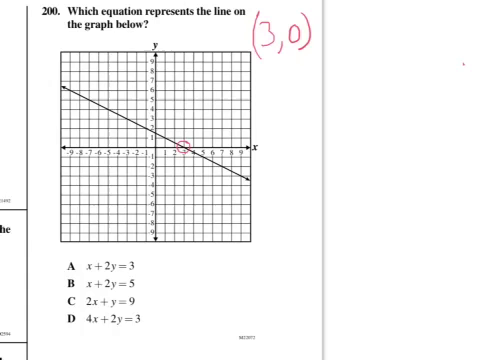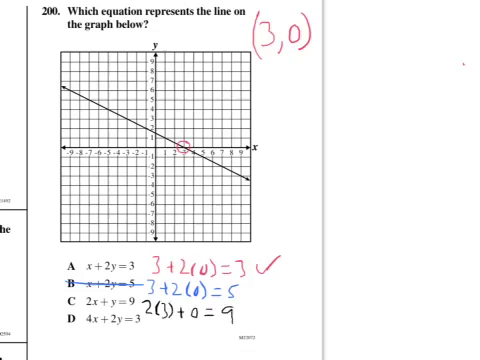Could I put 3 plus 2 times 0, does that equal 3? Yeah, it does. So could it possibly be A? Next, go to the other one. 3 plus 2 times 0, does that equal 5? What's 2 times 0? 0. So is 3 plus 0 equal to 5? No, can I cross that one out? That one does not go through 3, 0. Let's go to the next one. 2 times 3 plus 0, does that equal 9? Does 6 plus nothing equal 9? No. So that one doesn't work.